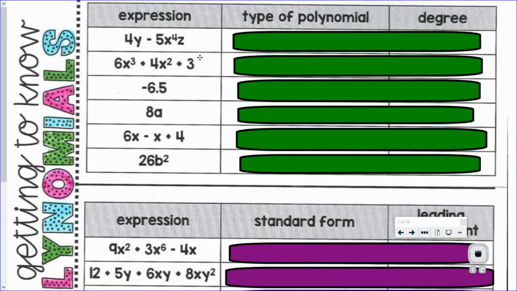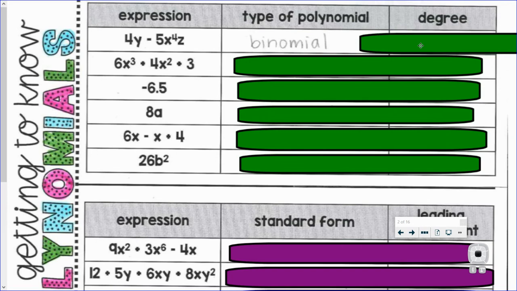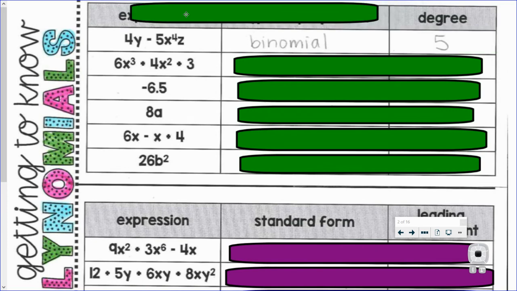All right, so looking at the first one. Yes, sir. It'd be a binomial. And what is its degree? Do you know? What do you think? 5. Yeah, very good. So it has a degree of 5. Awesome.